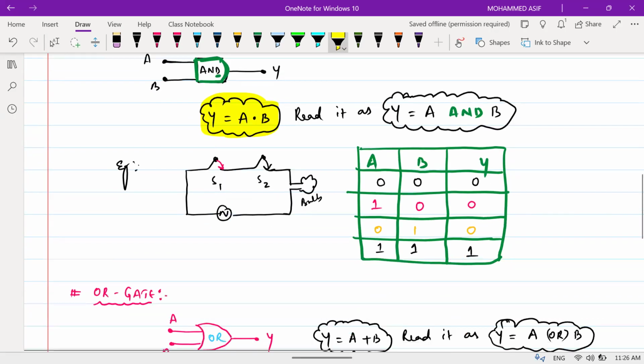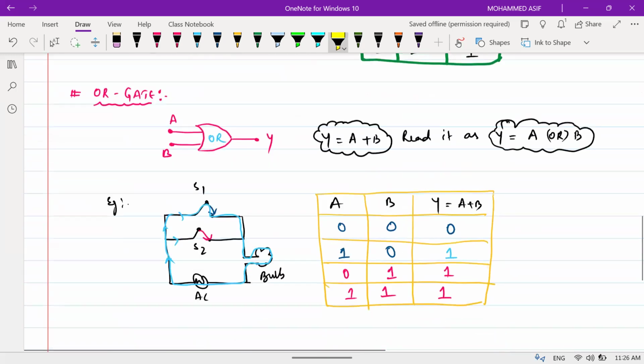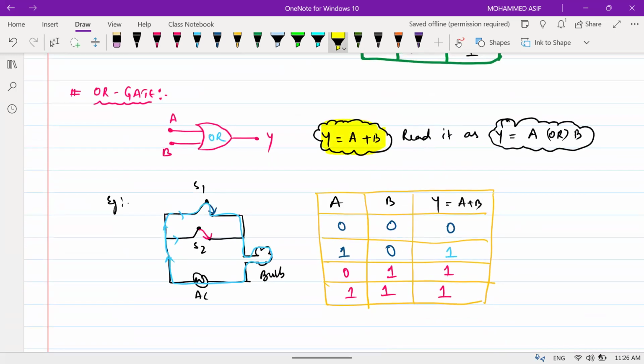Like say two switches connected in series combination. The other is the OR gate, Y is equal to A plus B. It is read as Y is equal to A or B. And the two switches are connected in parallel combination, one above the other. Even if one of them is closed and another is open, the bulb will glow. So it is 0, 1, 1, 1 will be the answer for this. Am I clear?